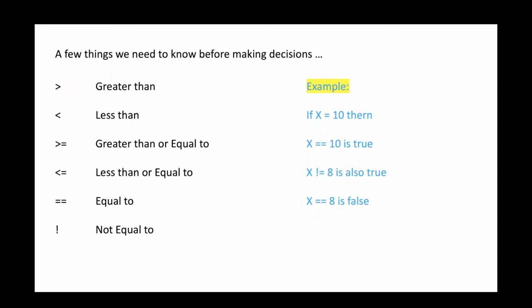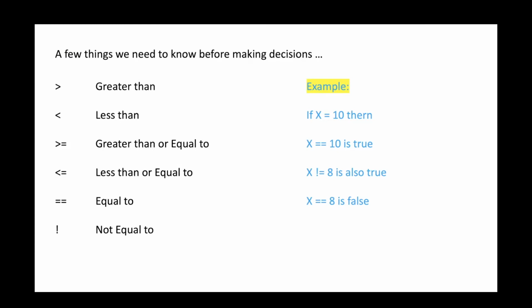A few things that we got to know before we go on to talking about the if statement is that we need to have some way to find out if something is true or not true. So we have these symbols here. We have the greater than, the less than, the greater than or equal to, and the less than or equal to. The equal to is two equal signs together.